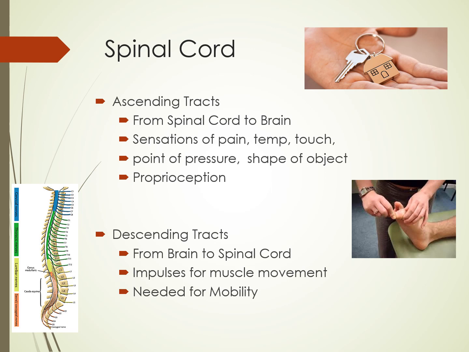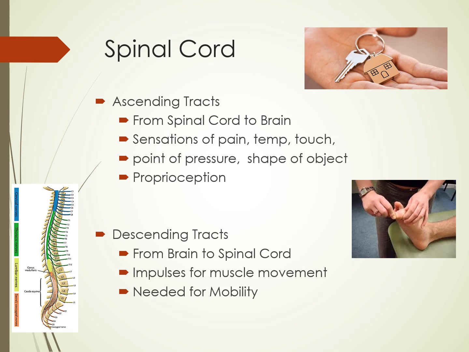Right, let's talk a minute about the spinal cord itself. And we have ascending tracts, and these are going from the outer peripheral nervous system to the spinal cord and up to the brain. And with these tracts, this is what relays pain, temperature, touch, the points of pressure, shape of an object, and then there's something called proprioception.